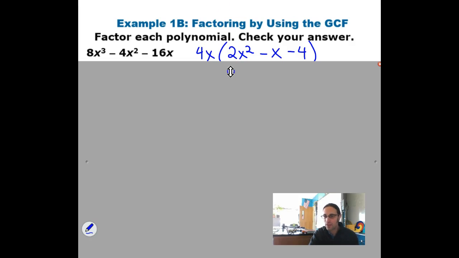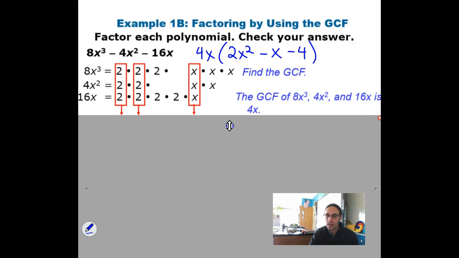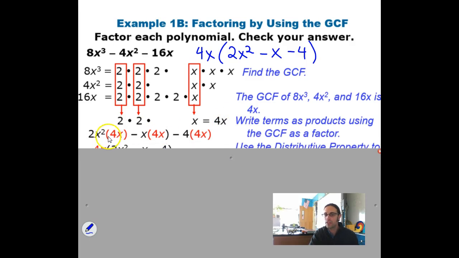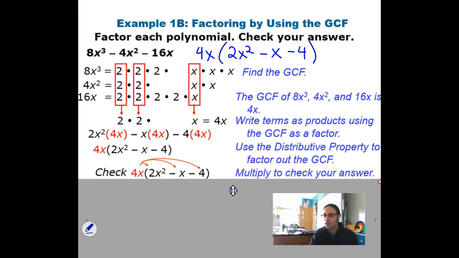And when I show you what they do in the book here, you can say, wait a minute, what's your greatest common factor? Of course my greatest common factor is 4x. And I take a 4x out of each one of these terms, because if I multiply these together, I get the original polynomial. And I can then check my answer at the end. If I distribute this 4x to each one of these terms, I get the original answer.